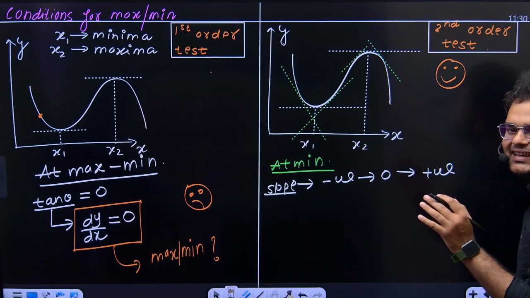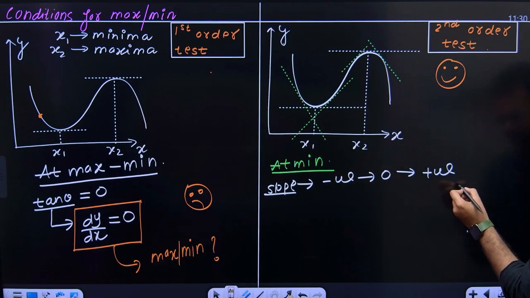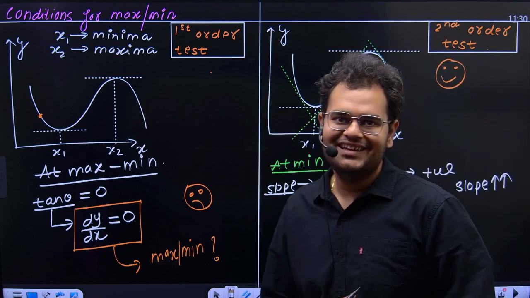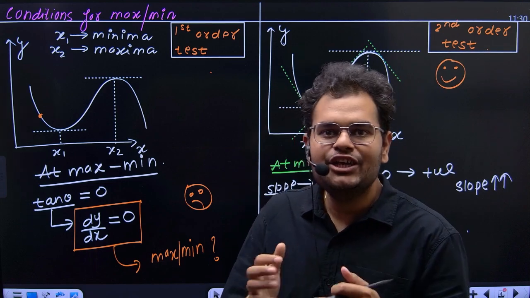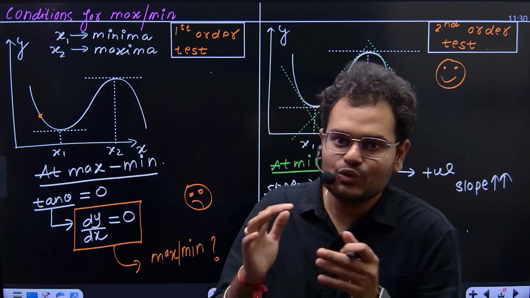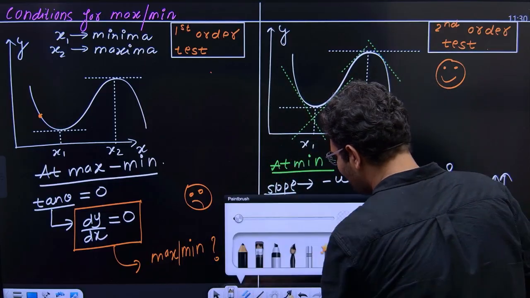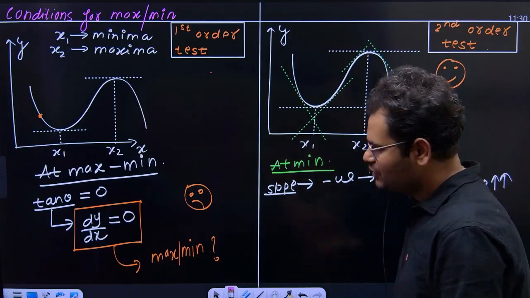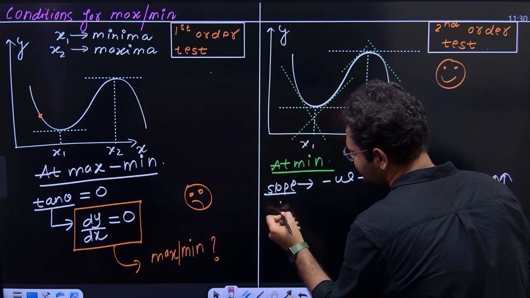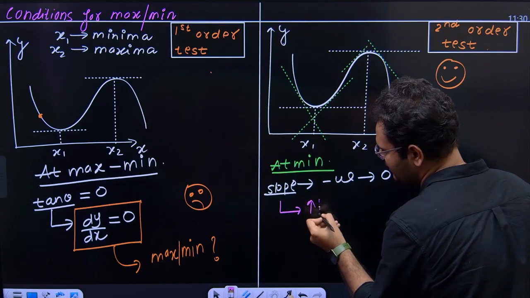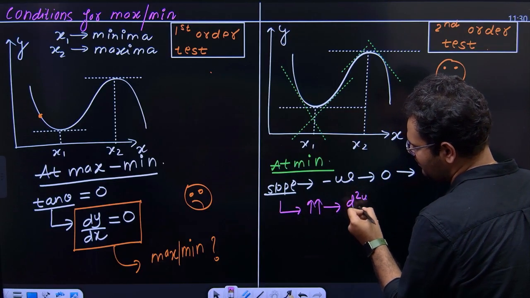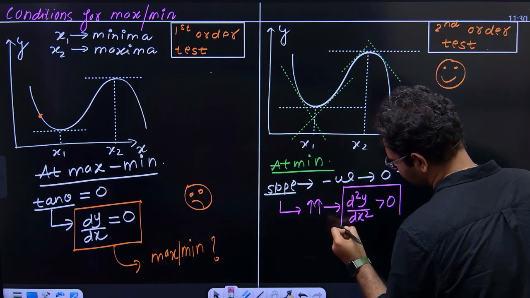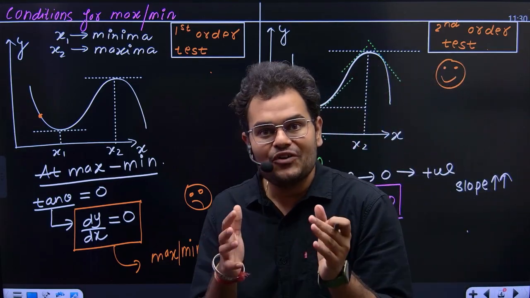So can I say that the slope is increasing? Yes, sir, slope is increasing. If slope is increasing, then can I say that d2y by dx2 is positive? Because d2y by dx2 is the rate of change of slope. So very important condition. See, if anything is increasing, that means rate is positive, right? So because slope is increasing, that means d2y by dx2, which is rate of change of slope, is greater than 0. So we have got the second condition for minima.